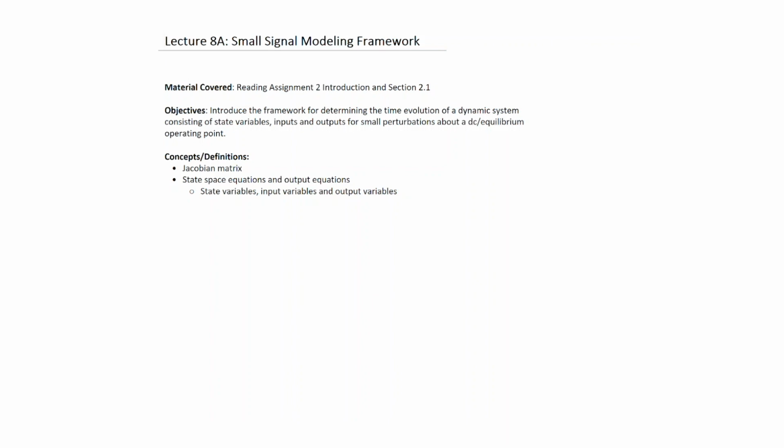The material for this lecture comes from Reading Assignment 2, Introduction, and Section 2.1. And as I stated, the objectives are to introduce a framework for determining the time evolution of a dynamic system consisting of state variables, inputs, and outputs for small perturbations about a DC equilibrium operating point. The concepts and definitions coming out of this teaching module are: what is a Jacobian matrix, and what are state-based equations and output equations, which consist of state variables, input variables, and output variables.